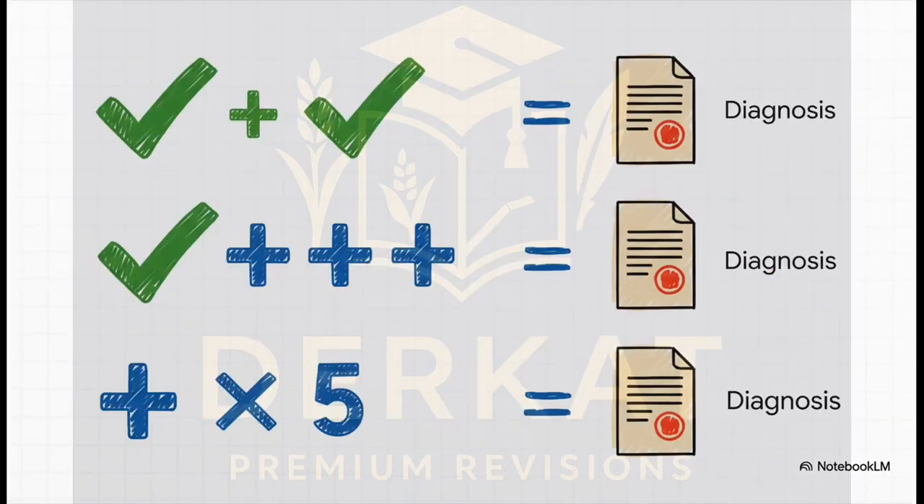And here's how the math works out. To get a definite diagnosis, a patient needs to tick specific boxes. It's either two of those major criteria, or one major plus three minor ones, or a total of 5 minor criteria. It's a really precise formula to make sure they get the diagnosis right for such a serious condition.